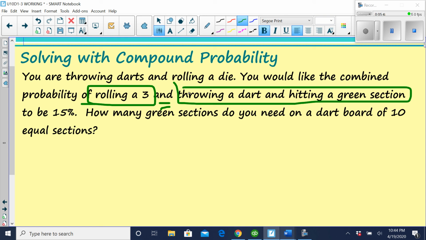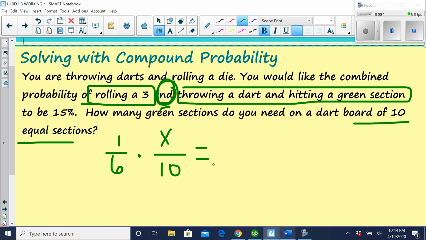Okay, my probability of rolling a 3 would be one outcome out of the 6 possible outcomes, and means we're going to multiply. Then it says the probability of throwing a dart and hitting a green section. What I know is that my dartboard has 10 equal sections, so my bottom number is going to be 10. But what's the top number going to be? How many green sections do we need? Well, it's an unknown, so we're going to put it as x here. Okay, on the other side, I know that my combined probability is 15%. So to write 15% as a decimal, I need to put it as 0.15.